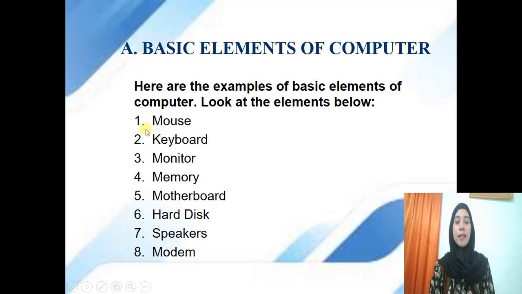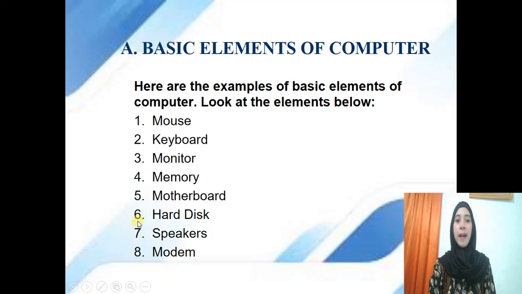The first example, mouse. Second example, keyboard. Third example, monitor. The fourth example, memory. The fifth example, motherboard.